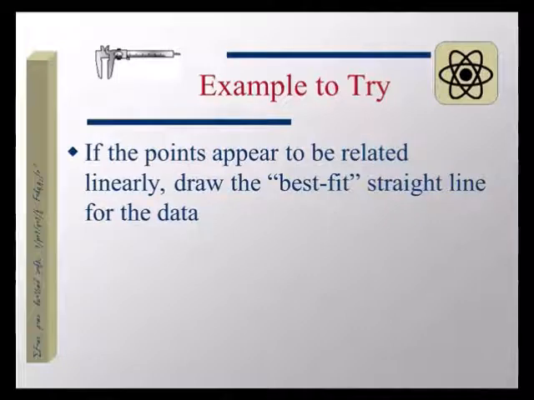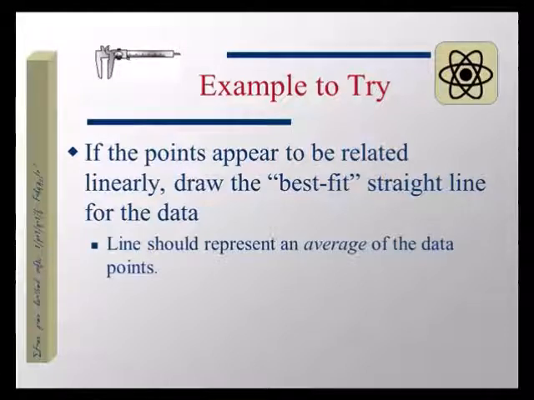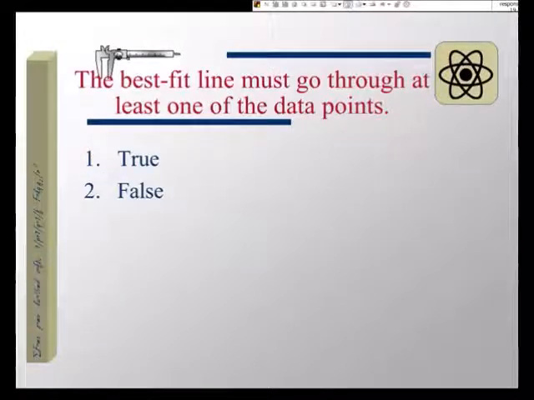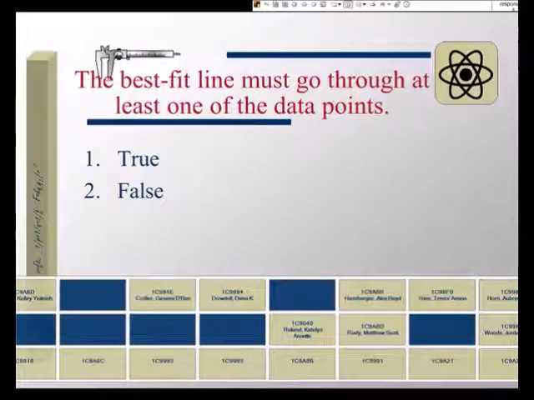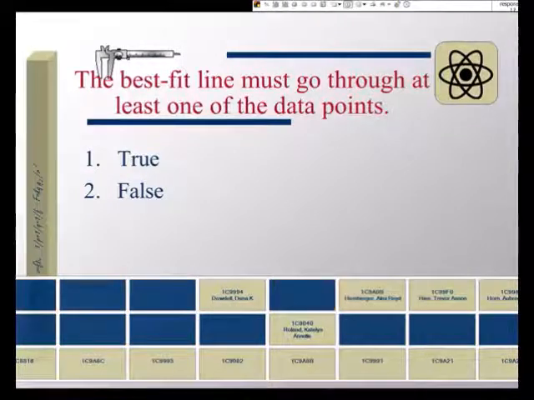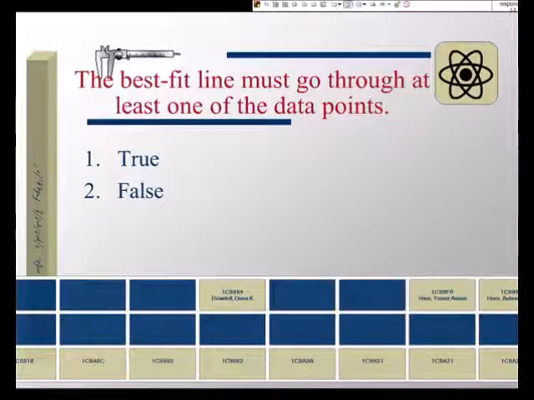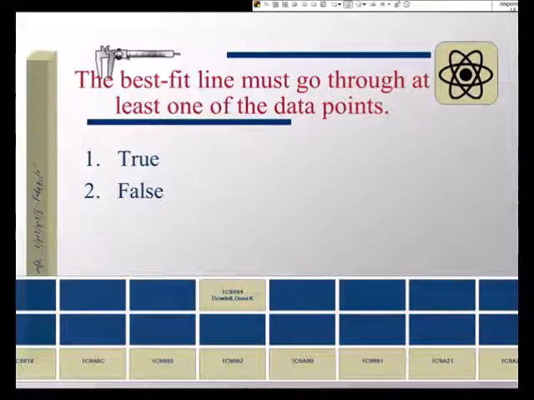What we want to do, if the points appear to be related linearly, then we want to draw what's called a best fit line through them. And a best fit line is a line that's kind of an average of all those data points showing what they would do. Right, it represents an average of the points. Does the best fit line have to touch any of the data points? You're drawing that line because in this case they do appear to be related linearly. Would everybody agree with that? Looks like kind of a straight line.